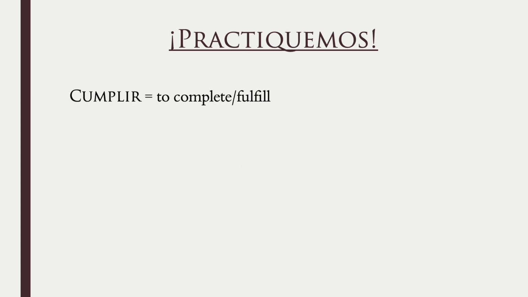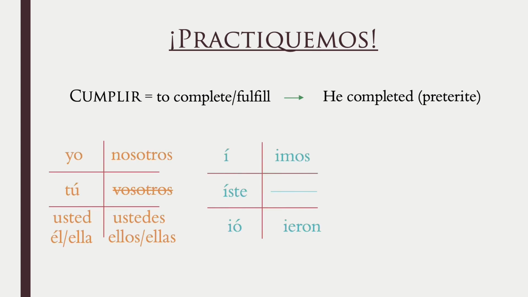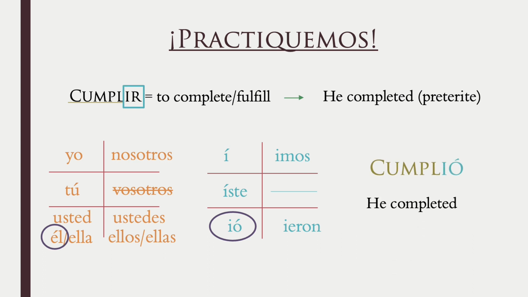How about cumplir? IR verb, to complete or fulfill. If I wanted to say, excuse me, he completed in the preterite tense, I have to swap out that ending. So here are my endings for IR verbs in the preterite tense. He is this él here. So the ending I'm going to put in there is ió. So I'll keep my stem the same, swap out the IR, and I end up with cumplió, which means he completed. Let's just do one more.